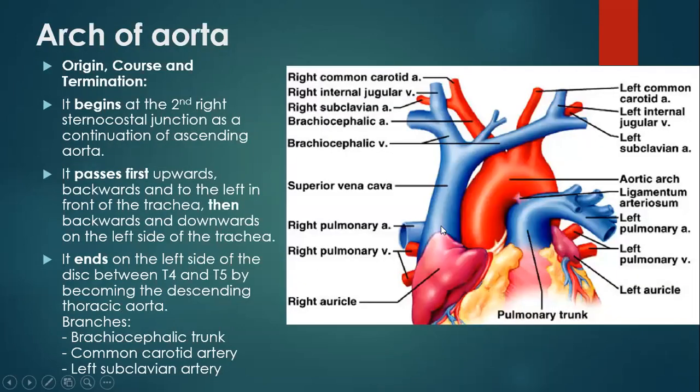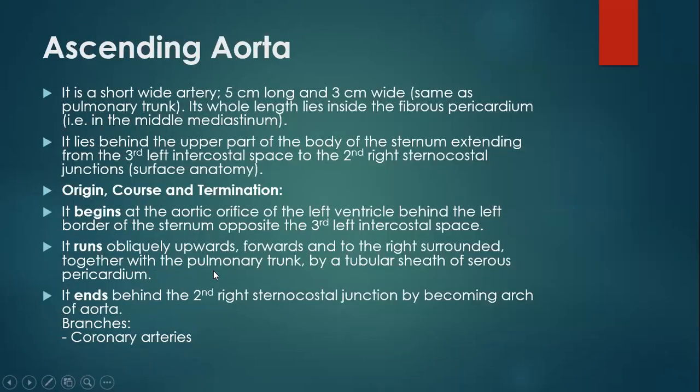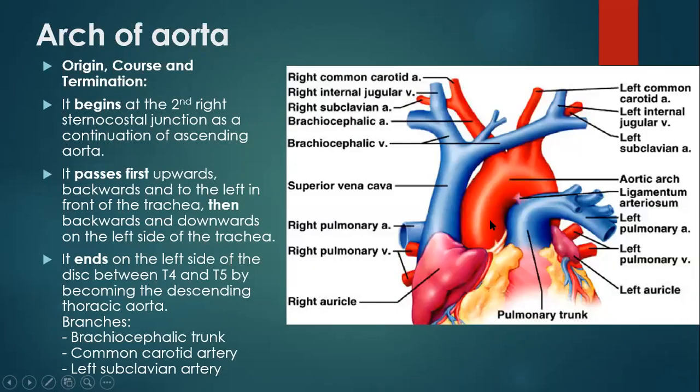So it will continue as the arch of the aorta at the level of the second right sternocostal junction. This is the ascending aorta here. What are the branches? It gives only very important branches: the two coronary arteries. You see here, this is the ascending aorta. This is the right coronary artery, and from the left side, behind the pulmonary trunk, will be the left coronary artery, both beginning from the aortic sinuses.